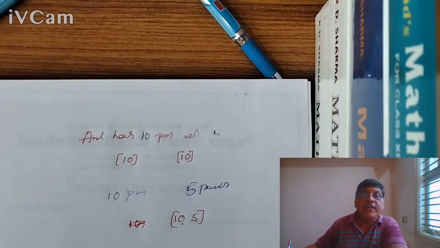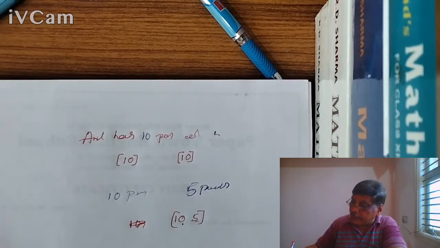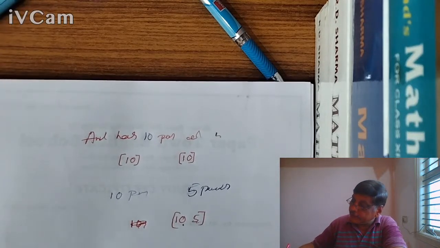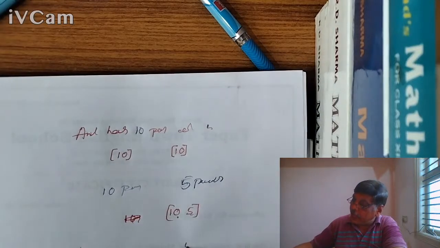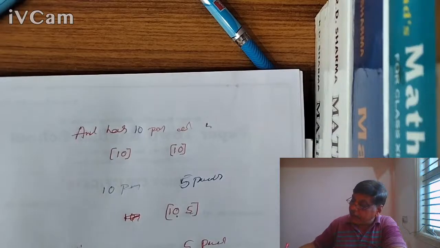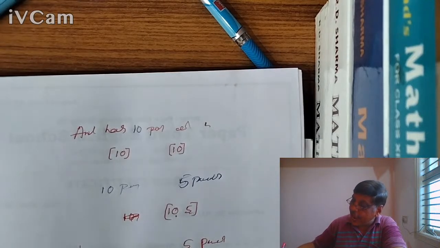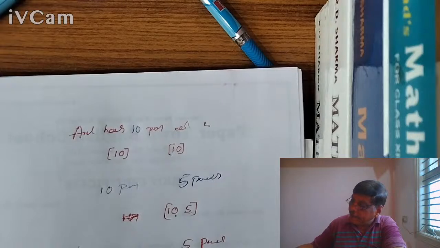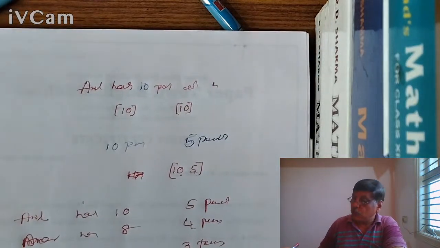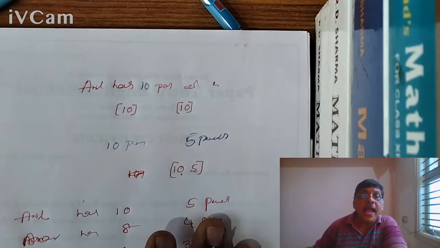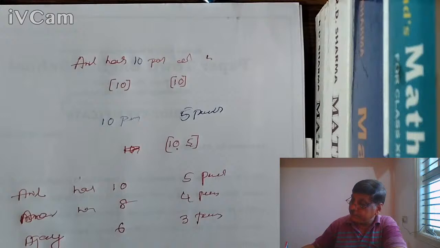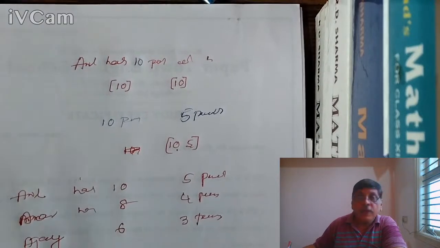Suppose we wish to express the information about the number of pens and pencils that Anil and his two friends, Amar and Ajay, have. So Anil has 10 pens and 5 pencils. Amar has 8 pens, 4 pencils. Ajay has 6 pens and 3 pencils. So this is expressed as 10, 5, 8, 4, 6, 3.